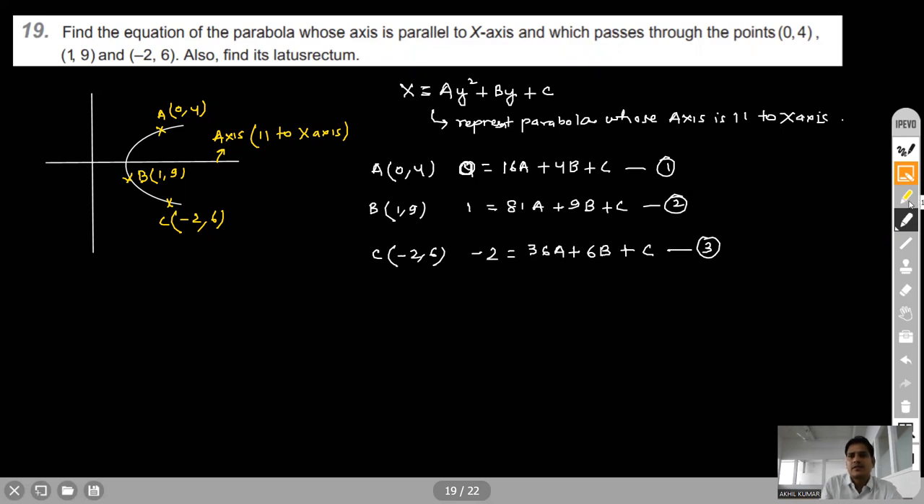So we have three equations and three unknowns, so we can definitely find them. After finding the values of a, b, c, you put them in this equation, and that will be our answer. I'm not going to solve this. Three equations we have made in terms of a, b, and c, and three unknowns, so it can be easily solved. Please do it and put the values of a, b, c in the given equation. That will be our equation of the parabola.